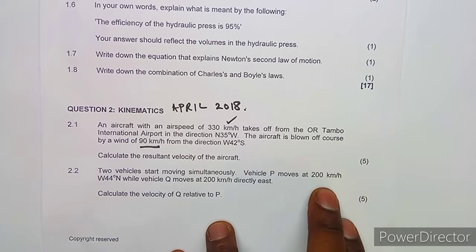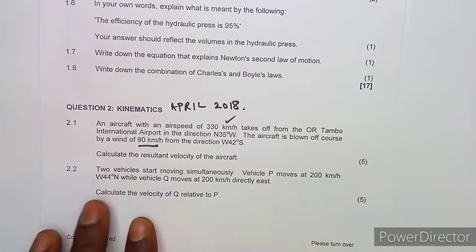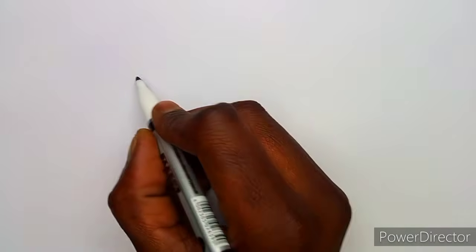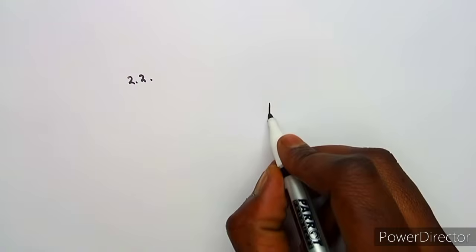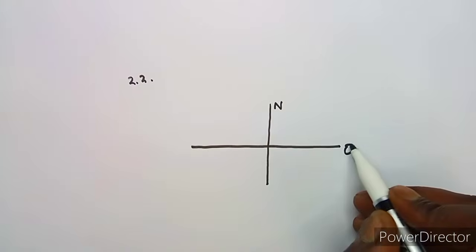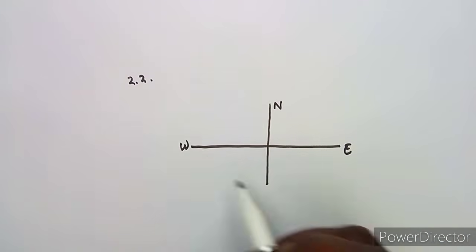Vehicle P moves at 200 kilometers per hour, and we are given the direction, which is west 44 degrees to the north, right? While Q moves 200 kilometers per hour, so they've got the same speed, but this one is going directly to the east. This means they are from the same point, because they moved simultaneously from the same point. So let's just say this is where they are from. This is our north, our east, our west, and our south.